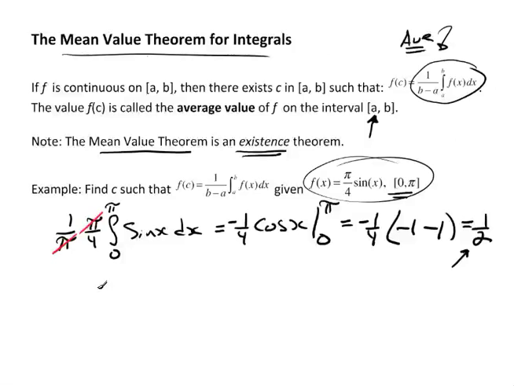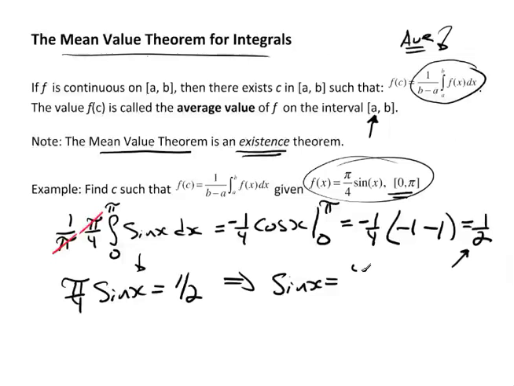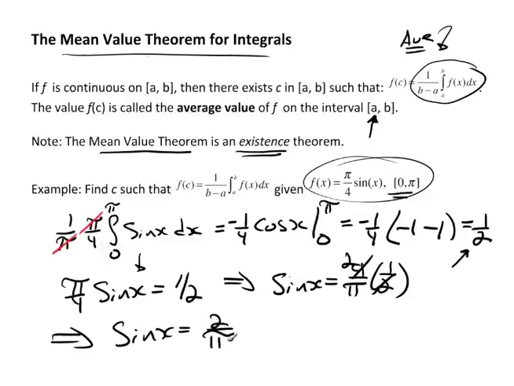Okay, so what that means is now I need to solve pi over 4 sine of x is equal to 1/2. I have to figure out what value of x will do that. Well, all we've got to do is solve for x. That implies that sine x is equal to 4 over pi times 1/2. So these twos are going to cancel. That means that sine of x is equal to 2 over pi.